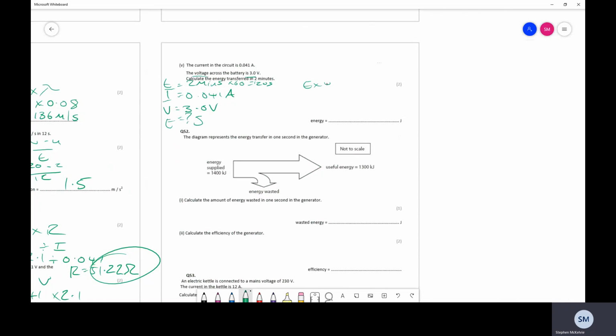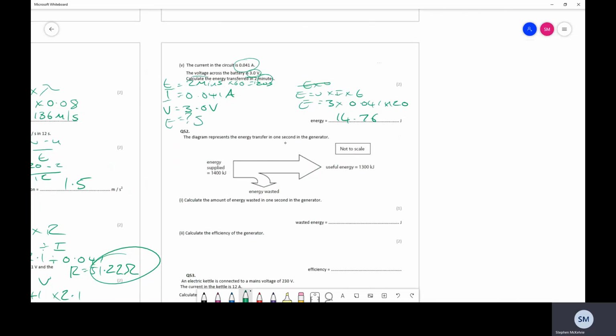E is equal to V times I times T. E is therefore equal to 3 times 0.041 times 120, because we're not going to be fooled. That's 14.76. Let me just double check that. 0.041 amps, 3 volts, 2 minutes, V times I times T. Yep, seems fine by me.